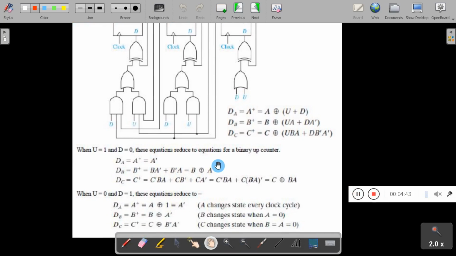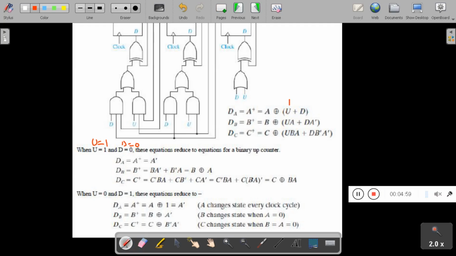That is U and D. Suppose U is equal to 1. So U is equal to 1, the counter works in the upward direction and it is called an up counter, and D is equal to 0. So we'll substitute this value in this equation.